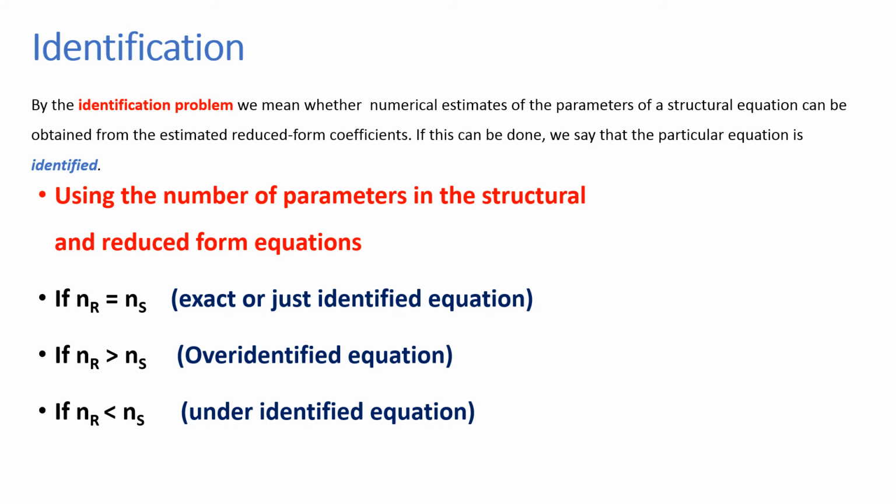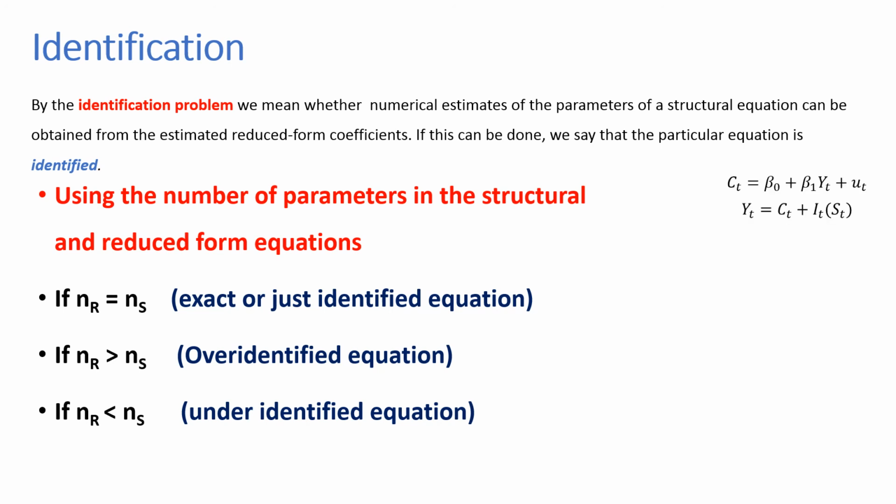But actually, sometimes we cannot do this. We cannot find or solve the values of the structural parameters from the reduced form parameters. We cannot do the last step of the indirect least squares, which is finding the values of the structural parameters from the values of the reduced form parameters.